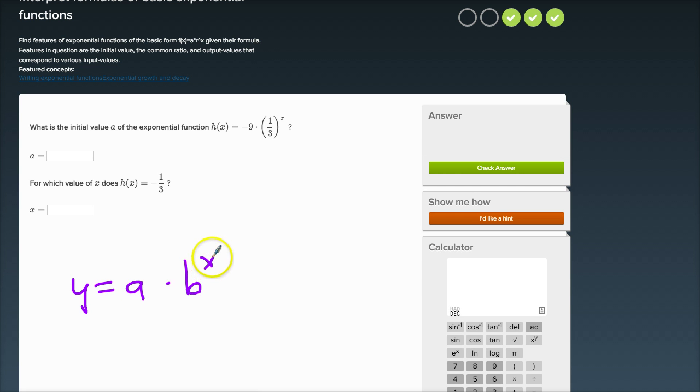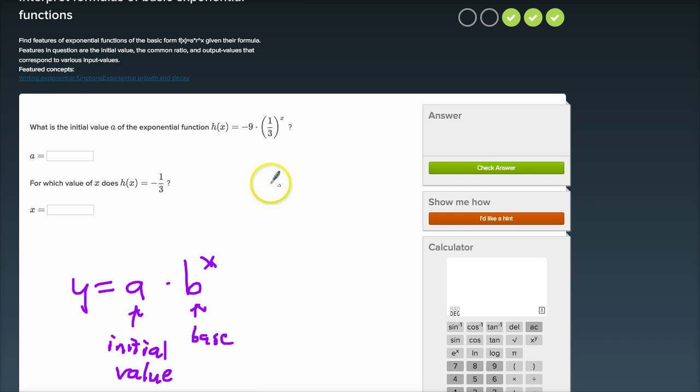where the unique part is that the exponent that you substitute in to make each point is the actual exponent. A is what we consider our initial value. And then B is our base.